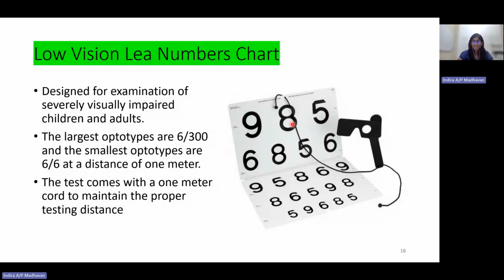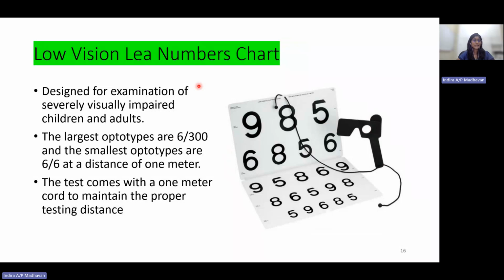So this string is actually 1 meter long. If you are the examiner holding the chart, your patient will be sitting 1 meter away from you, holding the occluder and making sure that the string is straight. That will give them the correct 1 meter distance. So that is the reason why the string comes with the occluder.